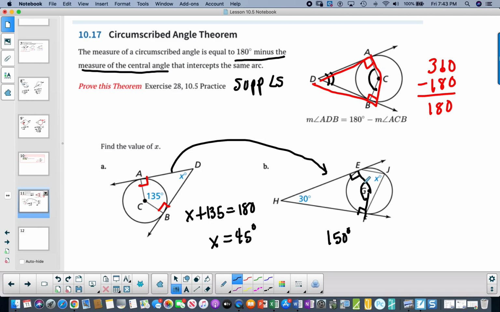Well, if that central angle equals 150 degrees, then this arc must also be 150 degrees because the central angle and the arc that it intercepts are equal to each other. Now, in order to figure out x, remember, it is an inscribed angle, and it's always half the intercepted arc. So x is half of the central angle, or 75 degrees.